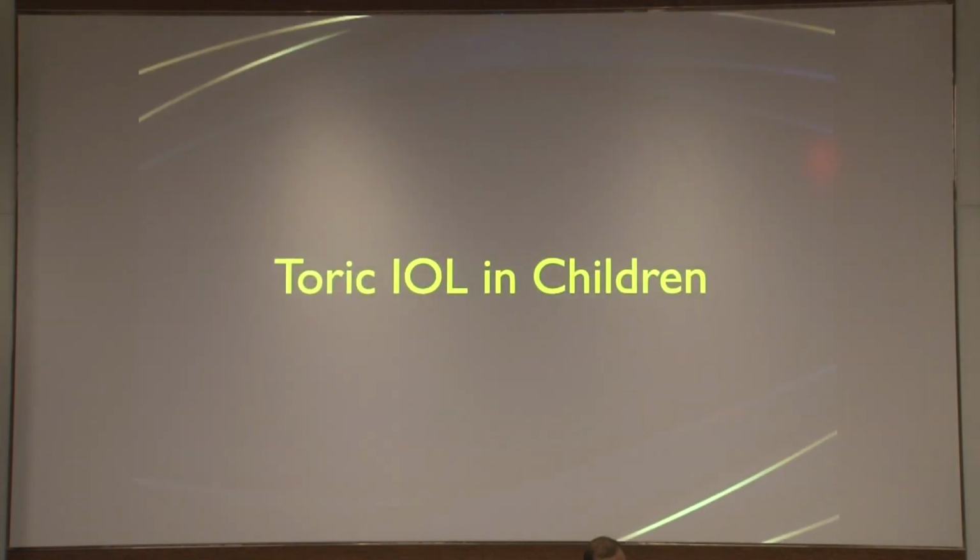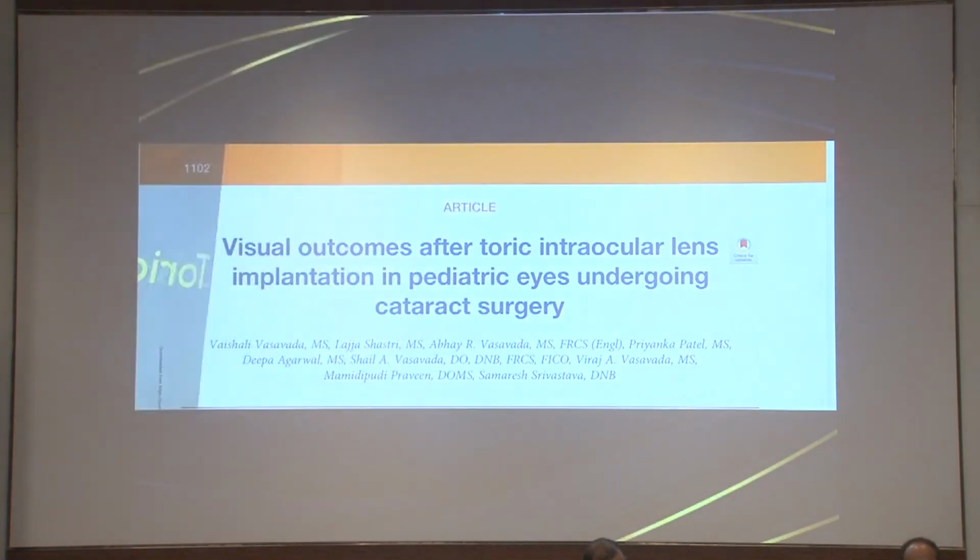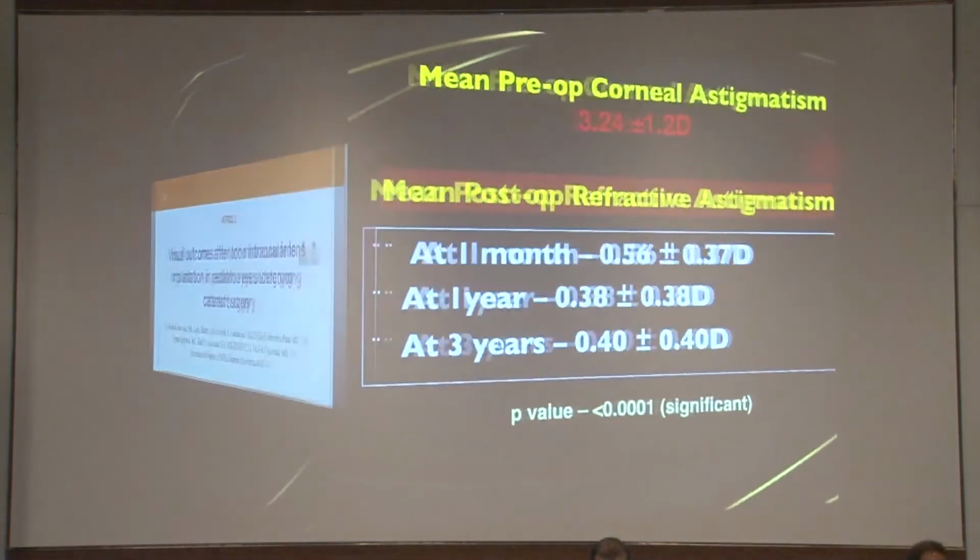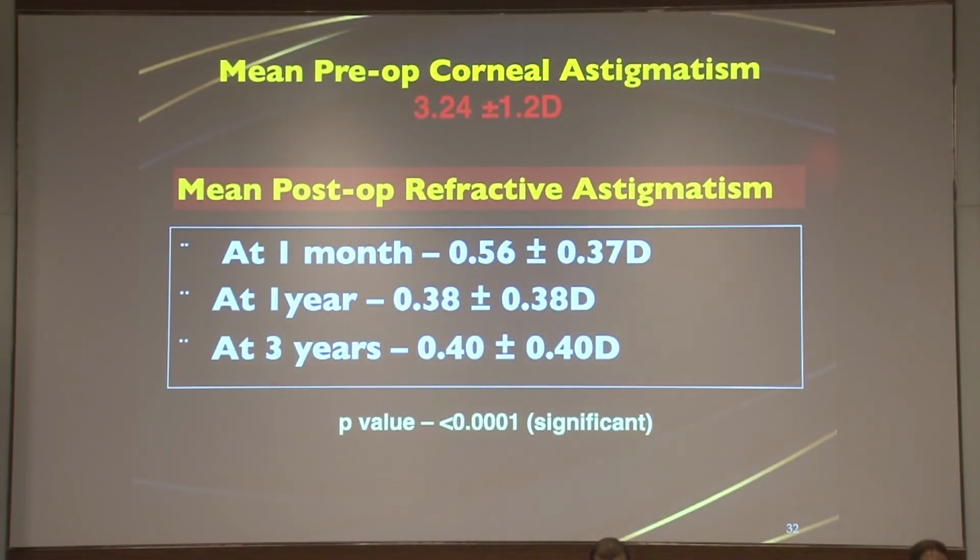Just a word on toric IOLs in children. We have found that in older children who allow us good measurements, more than 7-8 years of age, the astigmatism has been shown in several normative databases to be stabilized around 5 to 7 years of age. So you don't see a very major shift in astigmatism or corneal curvature beyond 7 years of age. And this is something we published a couple of years ago, our outcomes of toric IOLs in older children more than 7 years of age.